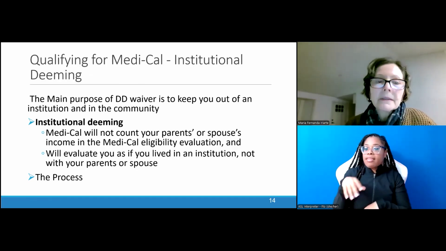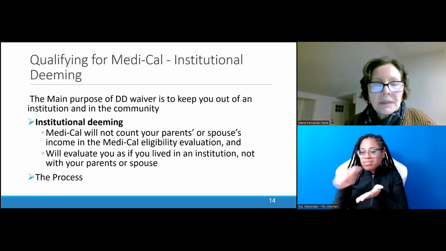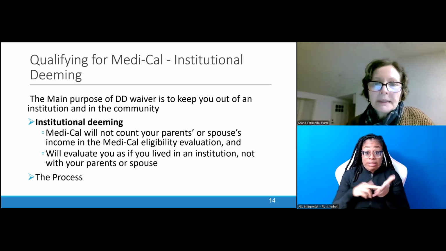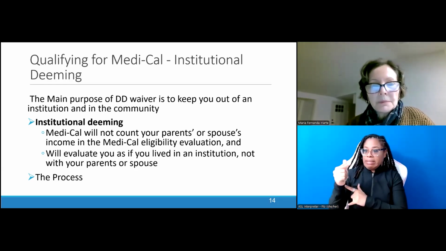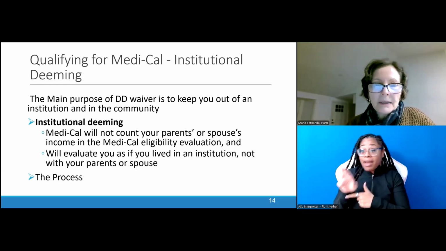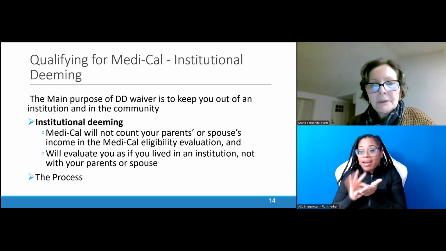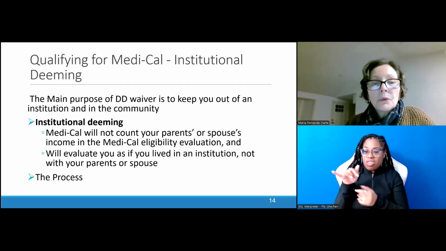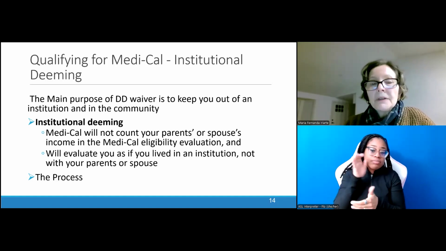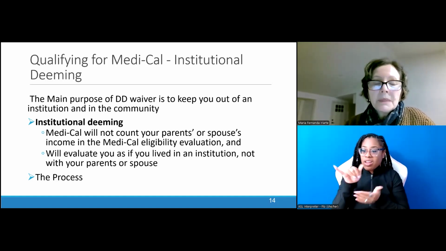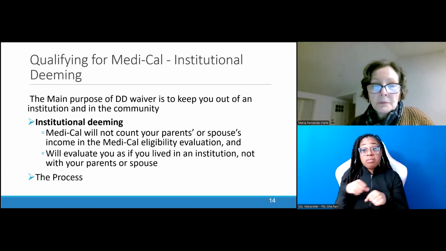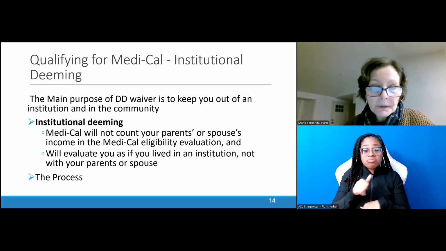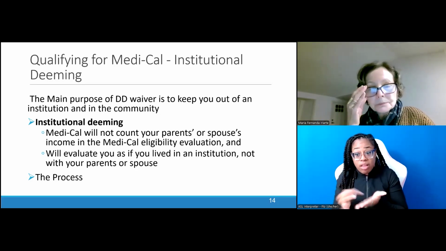It doesn't exist. What does institutional deeming mean? Under the general Medi-Cal rules, if you're a minor applying for Medi-Cal or a spouse applying for Medi-Cal, the income and resources of your spouse or the parents with whom you live will be counted as if they were yours. And that can make a child ineligible for Medi-Cal or a spouse ineligible for Medi-Cal.